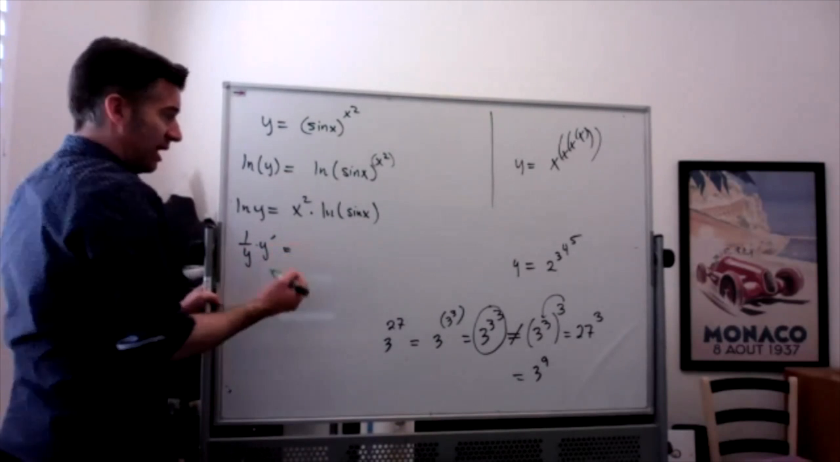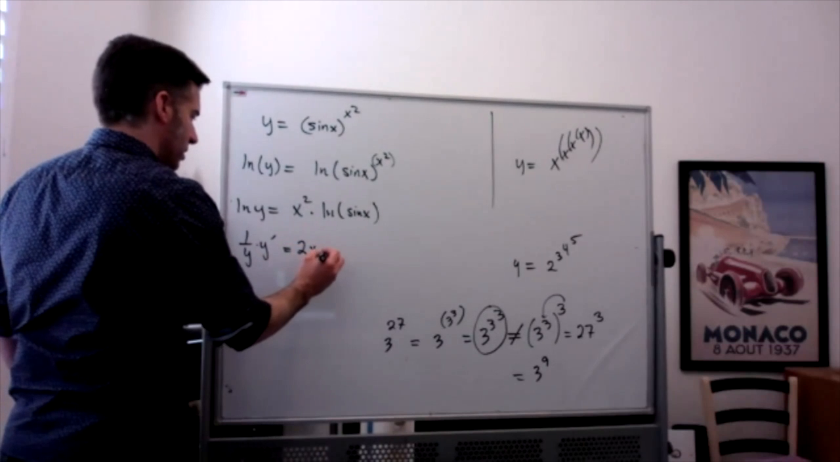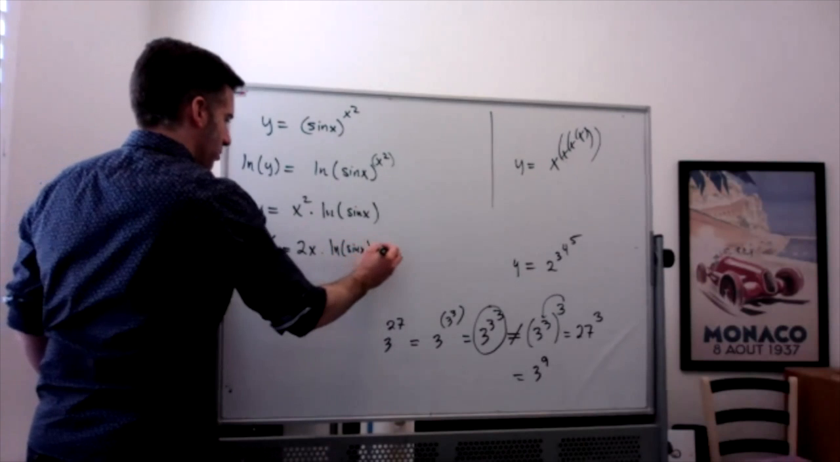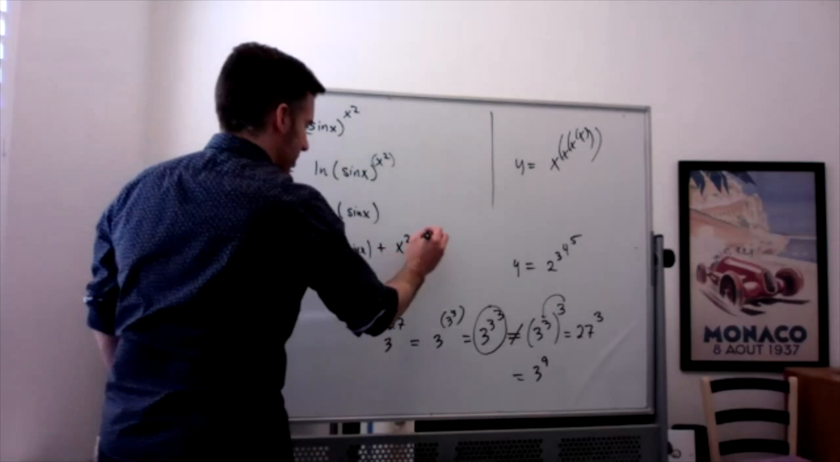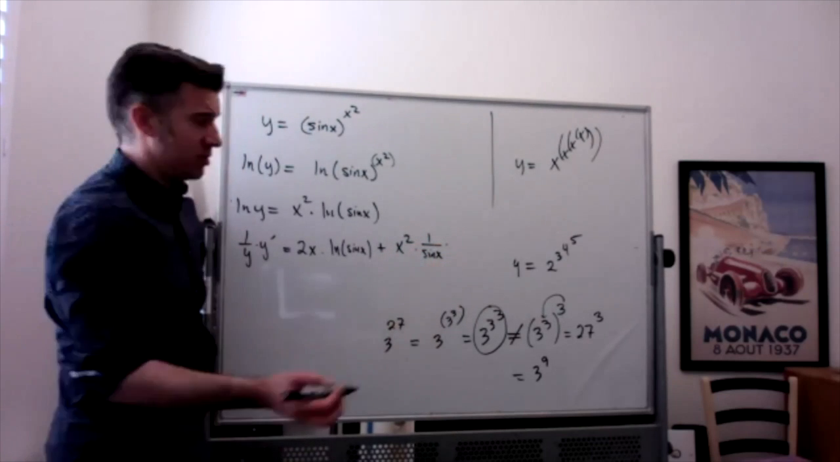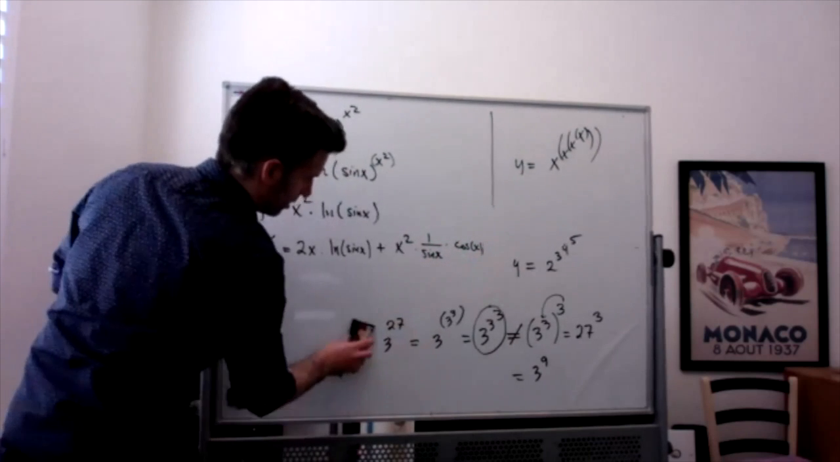The derivative of the right side, I'm going to have to use the product rule. Derivative of x squared is 2x times, leave the natural log of sine of x alone, plus x squared times the derivative of the natural log of sine of x, which is 1 over sine of x times the derivative of sine of x, which is cosine of x. Some of this is kind of in the way.